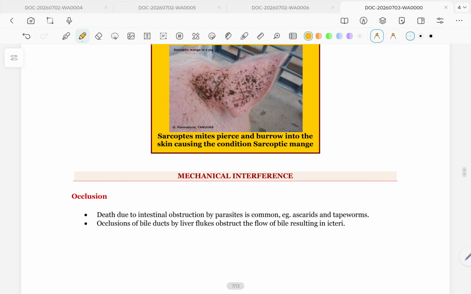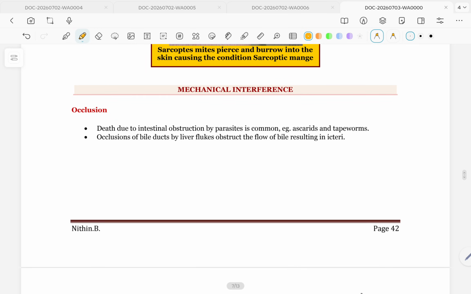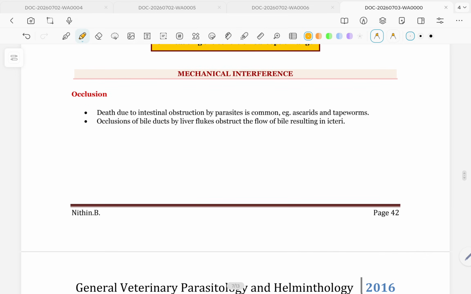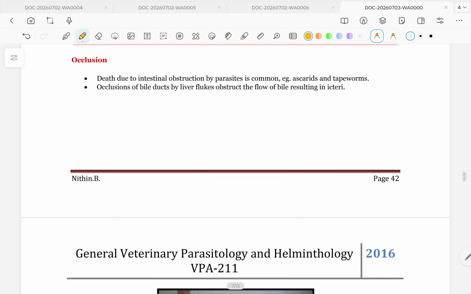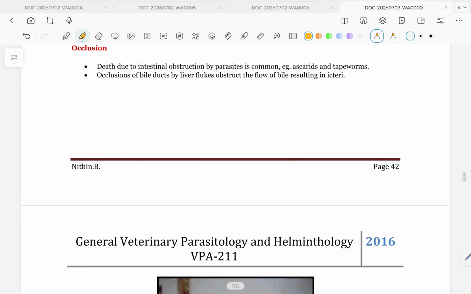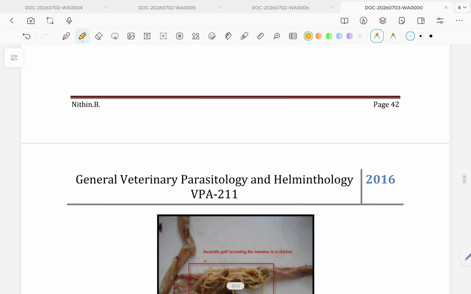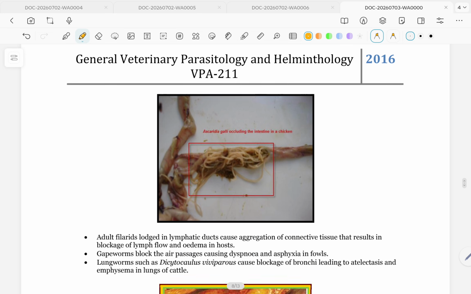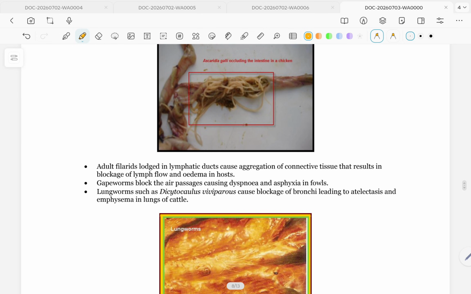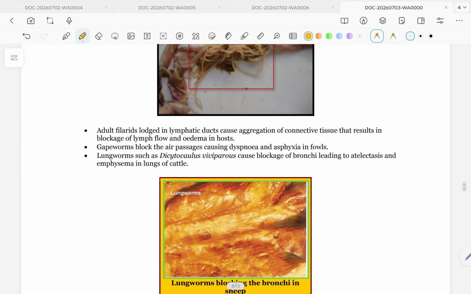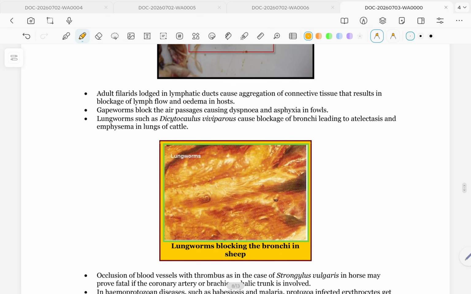Mechanical interference. Occlusion and death due to intestinal obstruction by parasites is common, for example ascarids and tapeworms. Occlusion of the bile duct by liver fluke obstructs the flow of bile, resulting in icterus. Adult filariae lodged in the lymphatic duct cause aggregation of connective tissue that results in blockage of lymph flow and edema in the horse.